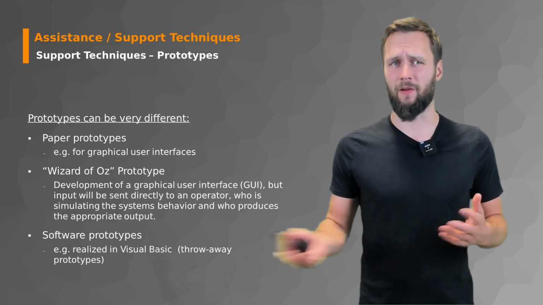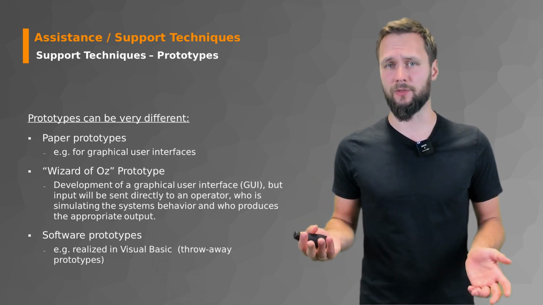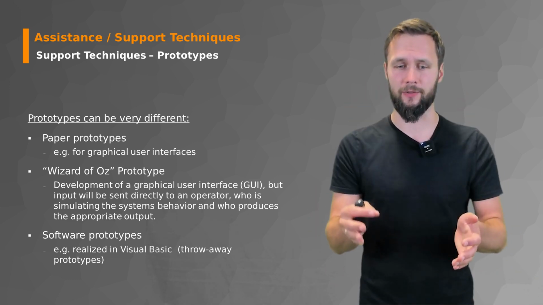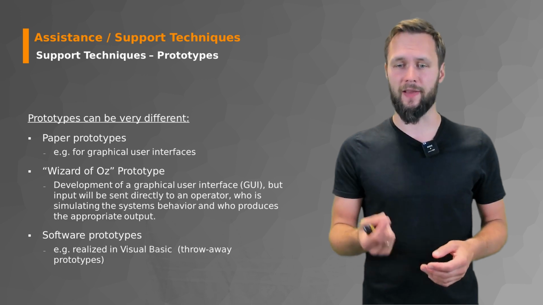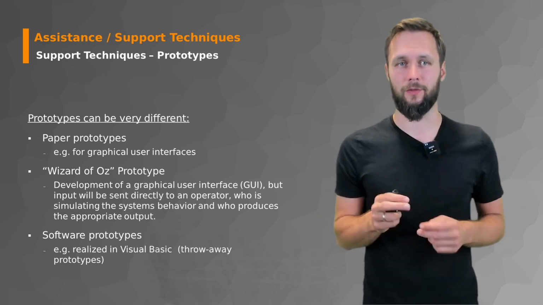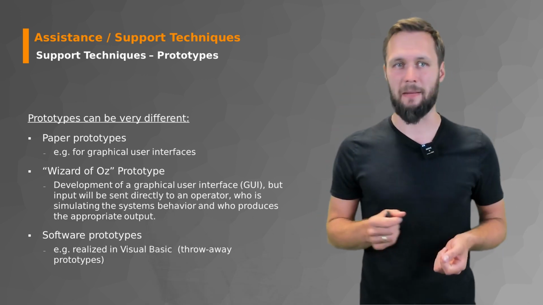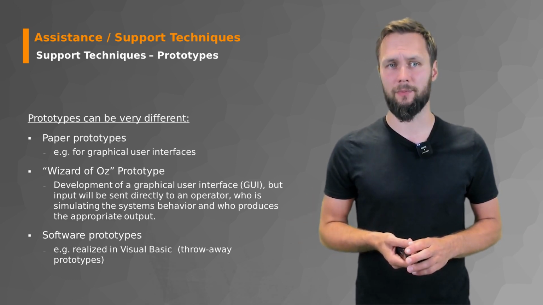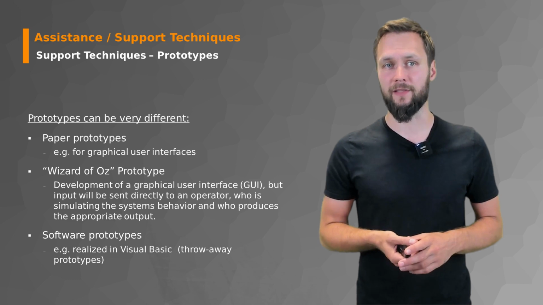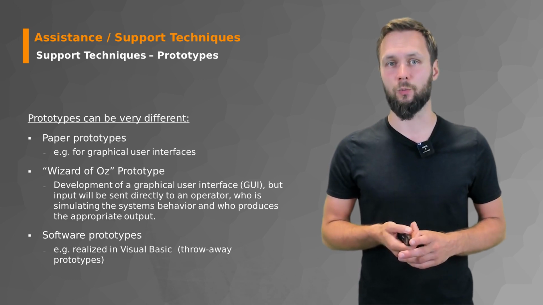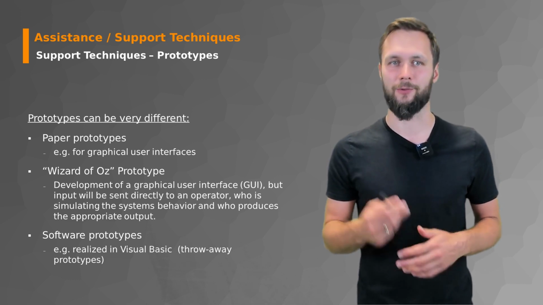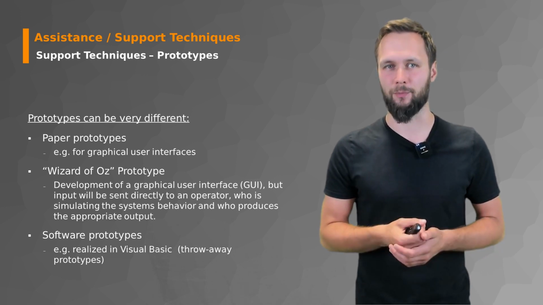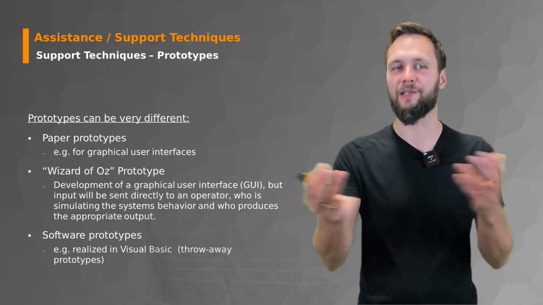Prototypes can be very different. Paper prototypes are quite common. For example, for graphical user interfaces, you print out a user interface and the user then clicks on this on paper. You go to another paper page. You could also have a so-called Wizard of Oz prototype where you develop a graphical user interface, but input will be sent directly to an operator who's simulating the system behavior and who produces the appropriate output. So essentially something like a theater game.